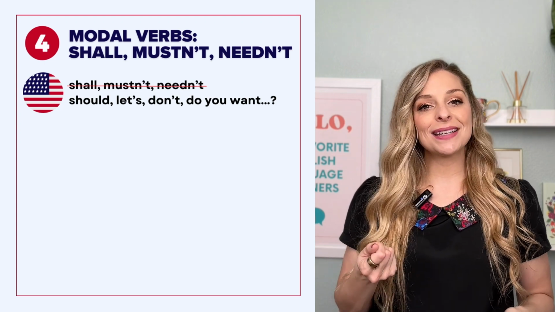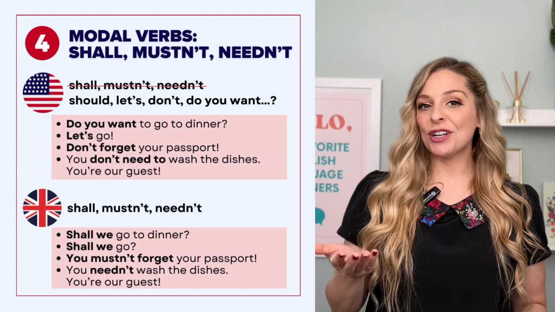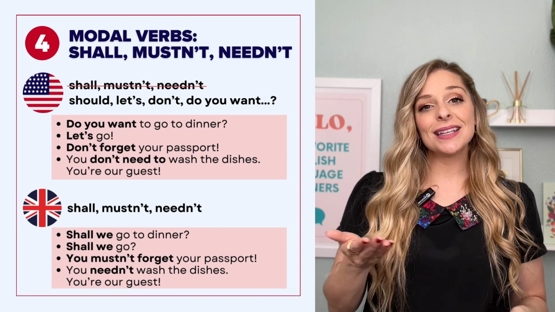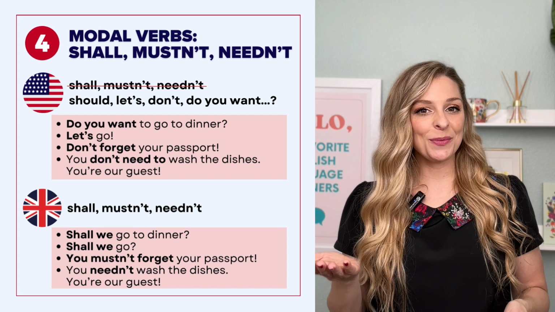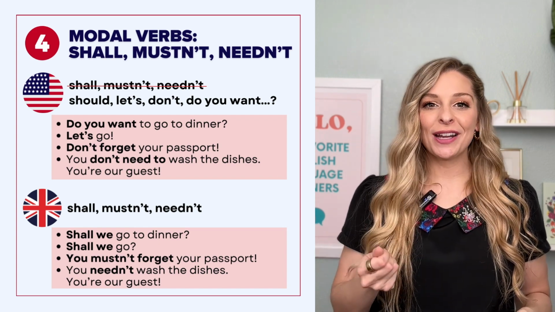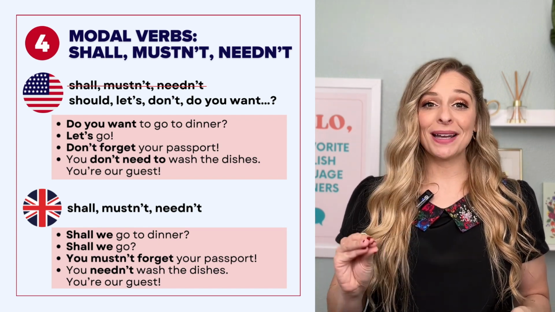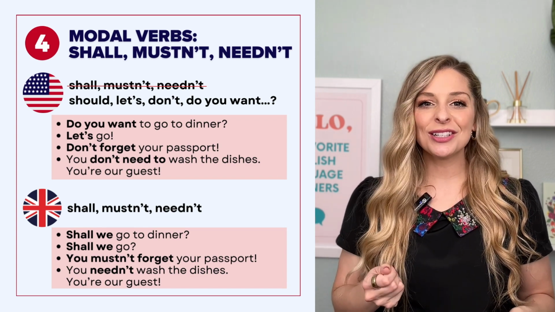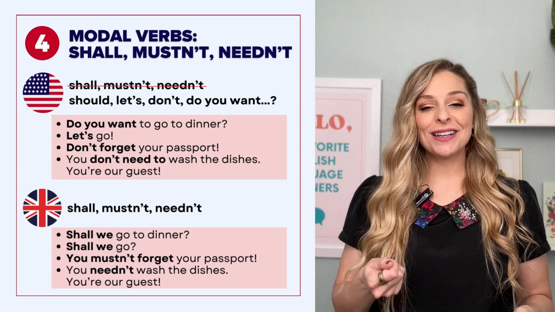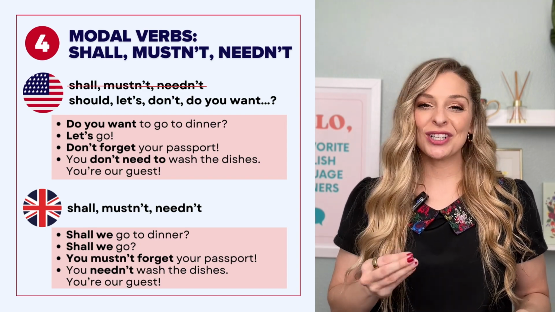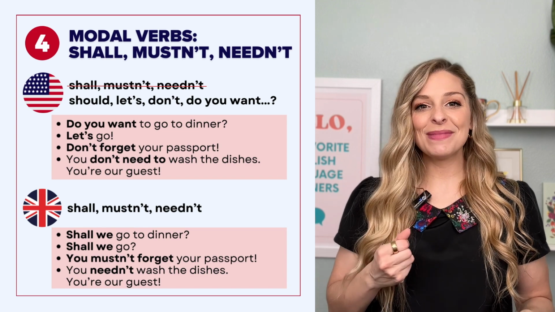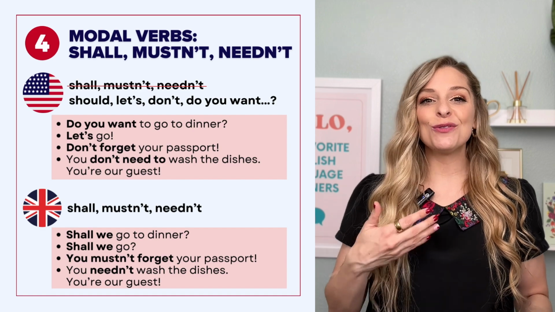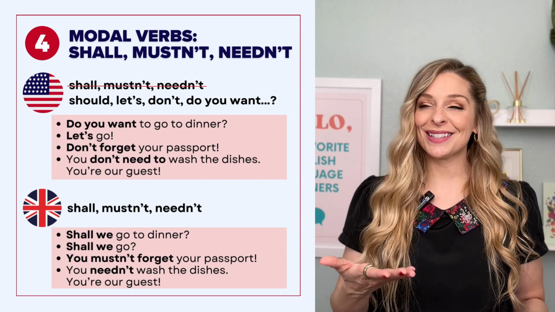So in the US, we might say, do you want to go to dinner? Or in British English, shall we go to dinner? In the US, you will hear let's go, and in the UK, you might hear shall we go? Or I am more likely to say, don't forget your passport, instead of you mustn't forget your passport. Or in the US, you will hear, oh, you don't need to do the dishes, you're our guest. But in Great Britain, you might hear, you needn't do the dishes, you are our guest. Again, as an American, I don't think I've ever said mustn't or needn't. To us, it sounds very formal, very proper, and yes, very British.